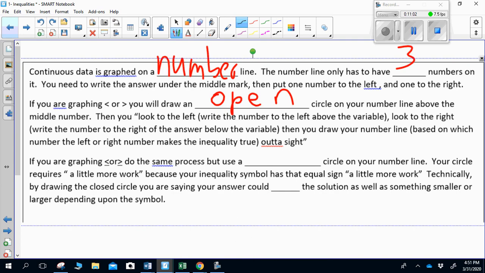If you're graphing less than or equal to or greater than or equal to, you're going to do the same process, but you are going to be using a closed circle on your number line. Since your circle requires a little bit more work, because your inequality symbol has an equal sign, which is also a little bit more work, by drawing the closed circle, you're saying that your answer could be the solution, as well as something smaller or larger depending on the symbol. So let's look at what that would look like.